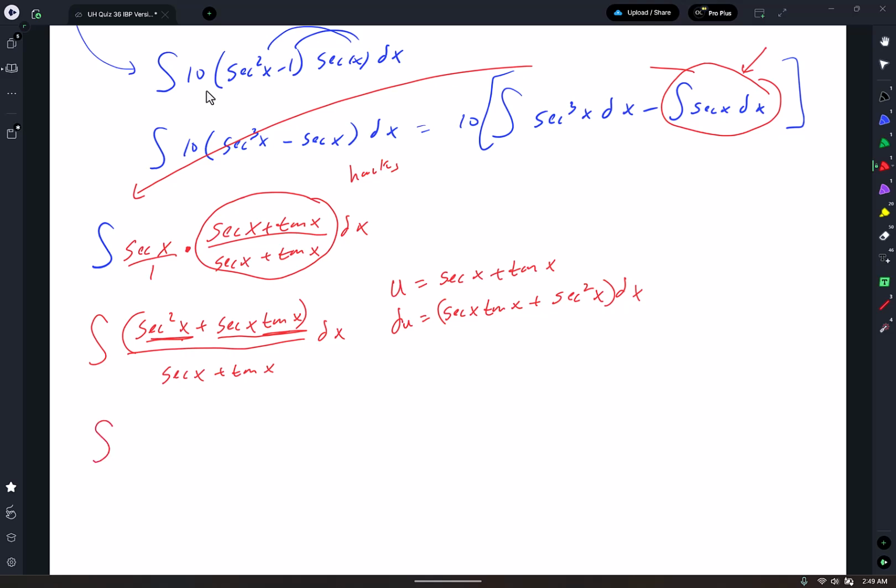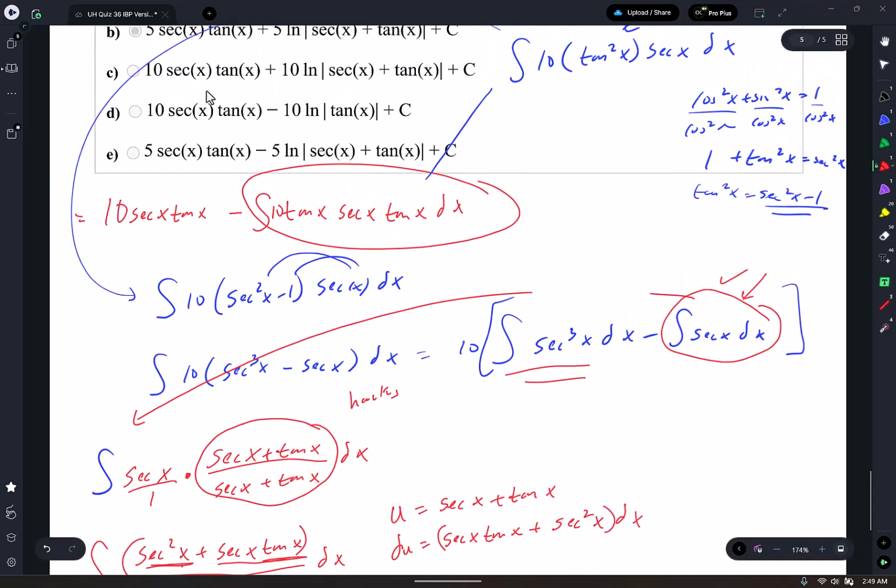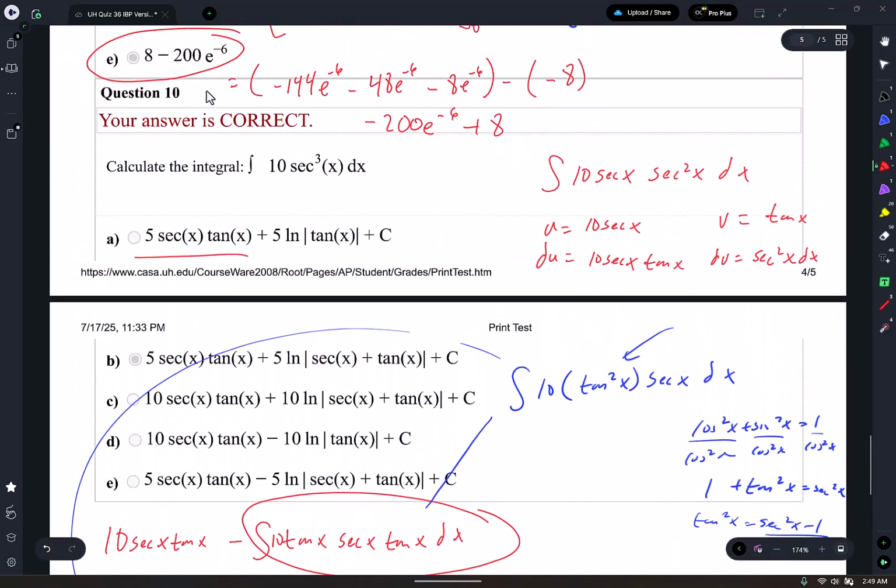So we have the integral of 1 over u du. You can say du over u. So this is ln absolute value of u plus c. So we've taken care of that one. And now we've got to take care of this one. But we already know that we have this expression to begin with.